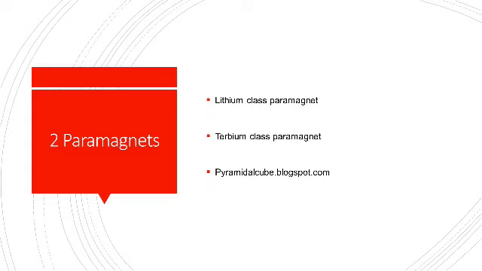And then in conclusion, I just wanted to point out that there's 2 types of paramagnetic elements. Lithium class of paramagnet and the terbium class of paramagnet. And you can get more links for things at the pyramidal cube.